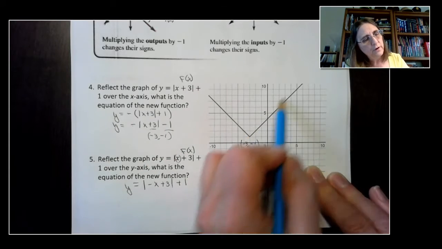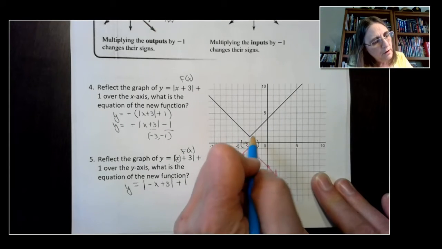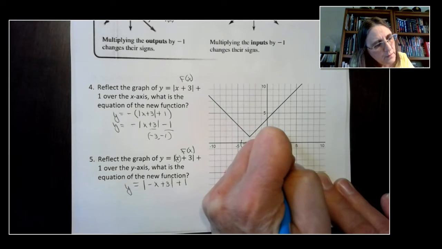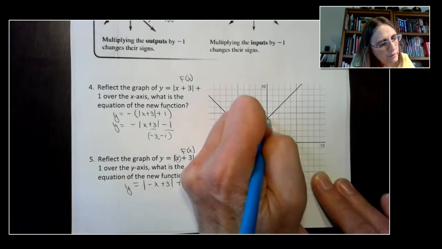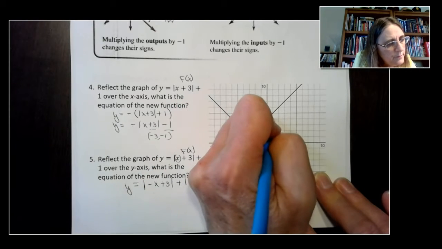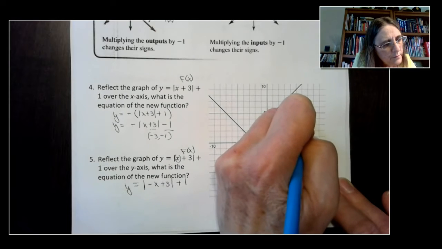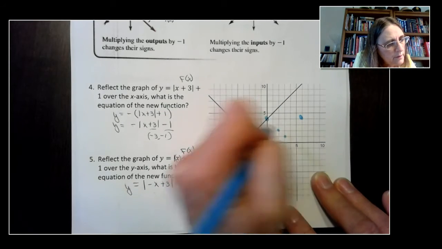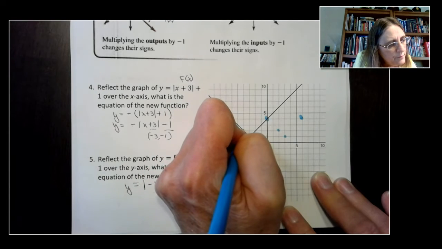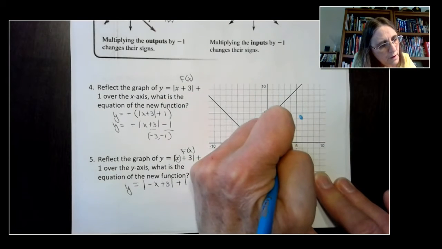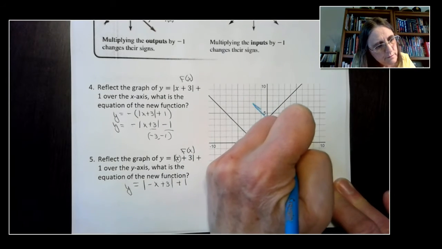We're going to go to our function here, reflect it over the y-axis. This one stays the same. Reflect this over the y-axis. And reflect that over the y-axis. And we have this new graph.